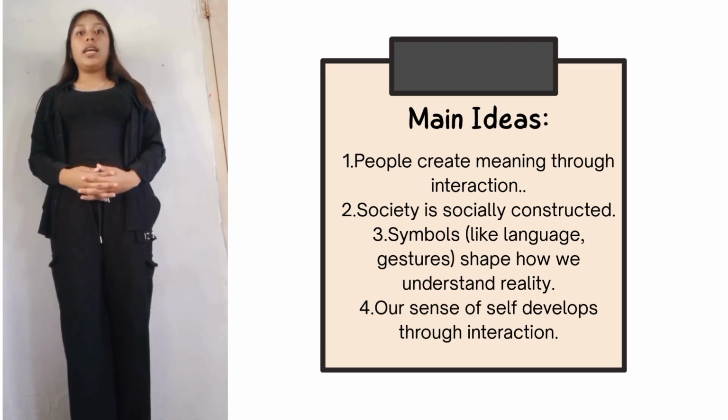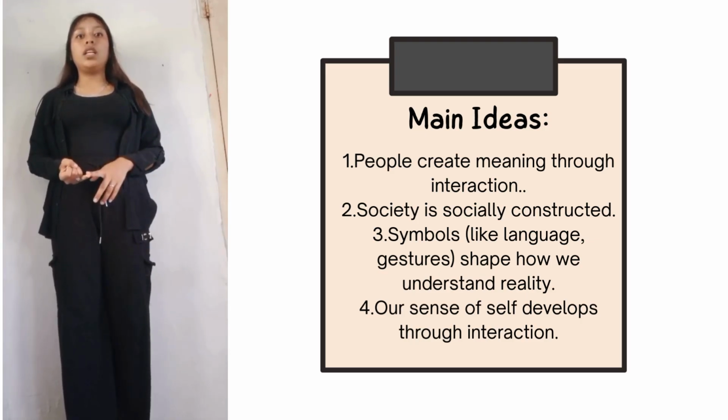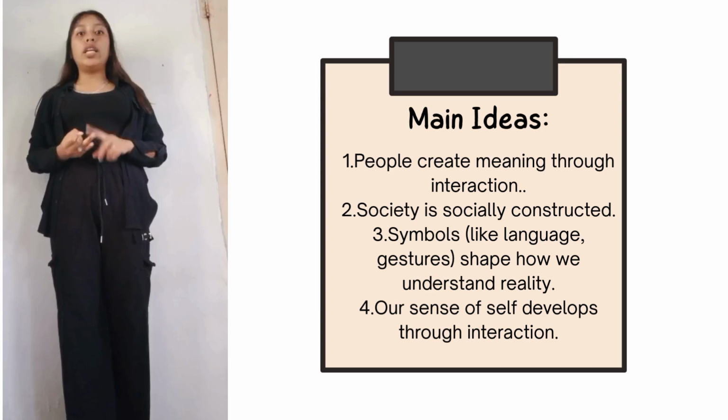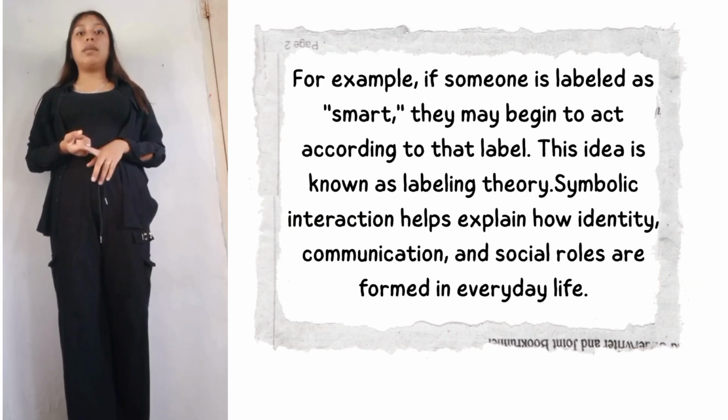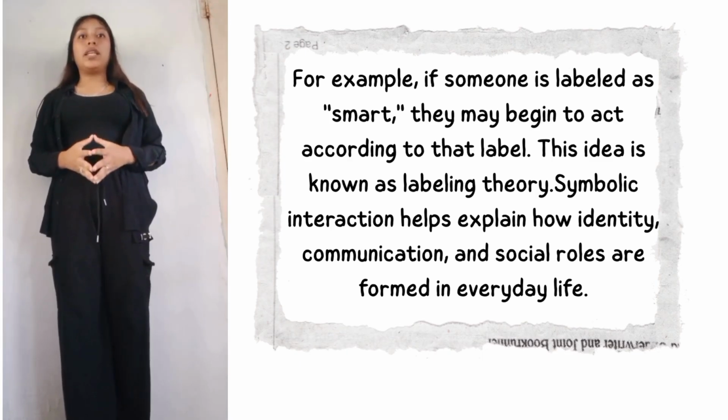Some ideas are: people create meaning through interactions, society is socially constructed, and symbols like language and gestures shape how we understand reality. Our sense of self develops through interaction. For example, if someone is labeled as smart, they may begin to act according to that label. Symbolic interaction explains how identity, communication, and social rules are formed in everyday life.